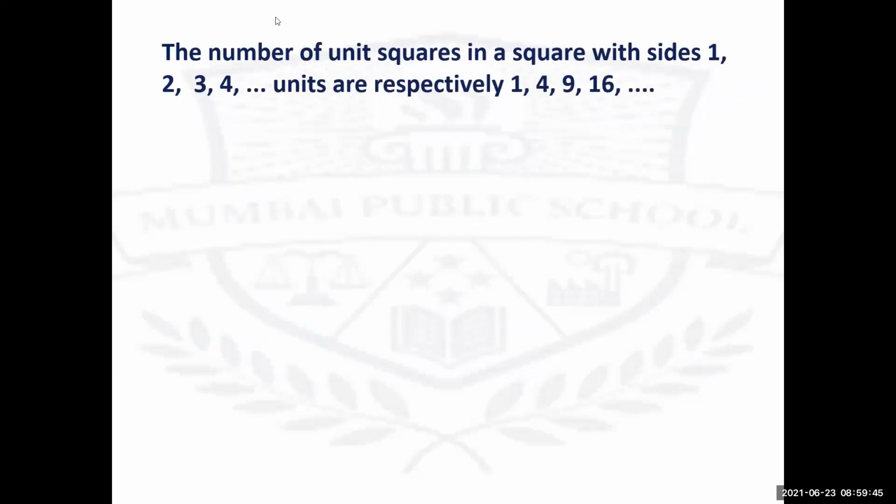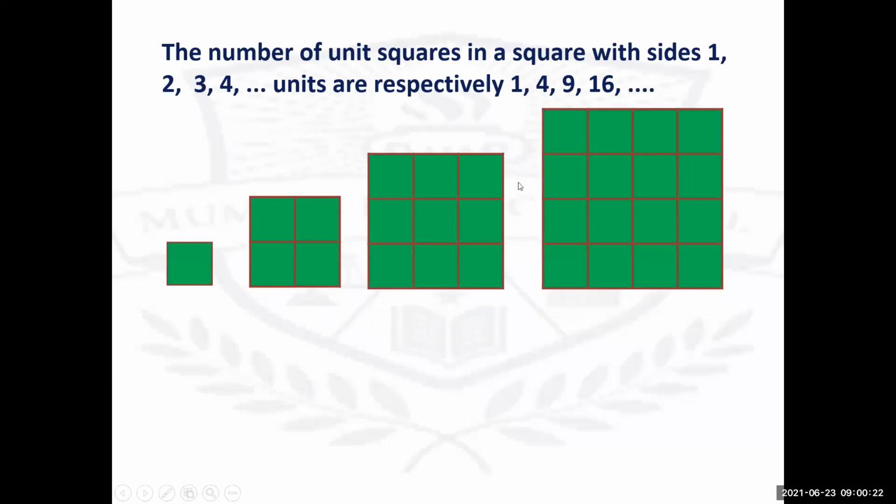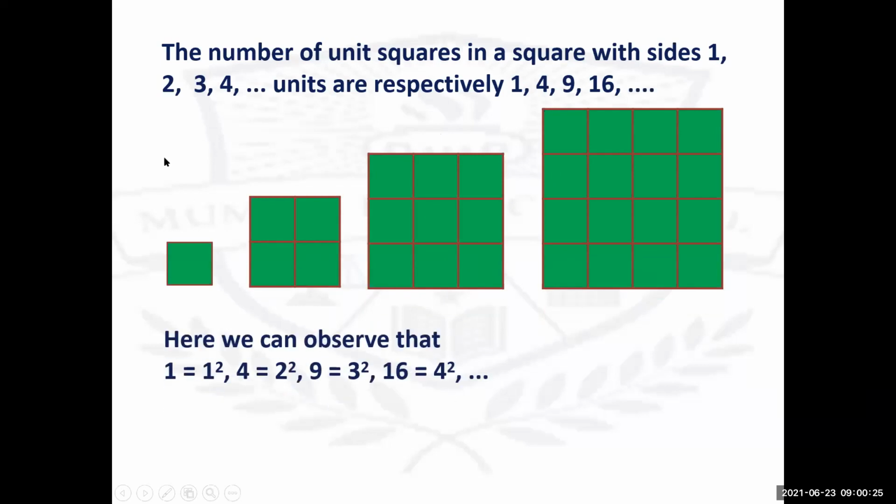The number of unit squares in a square with sides 1, 2, 3, 4 units are respectively 1, 4, 9, 16 and so on. Now see, with side 1, it is 1 into 1, because you know the area is written as side into side. So that is 1 into 1, 1 square. Now for 2, it is 2 into 2, so you get 4 boxes here. For 3, check, 3 into 3. And for 4, it's 4 into 4, that is 16. Now here we can observe that 1 equals 1 square, 4 equals 2 square, 9 equals 3 square, and 16 equals 4 square.